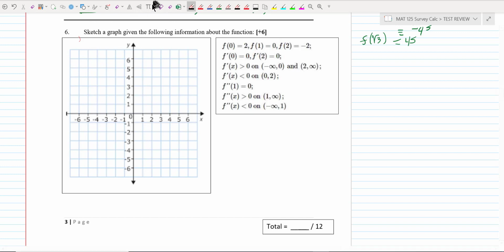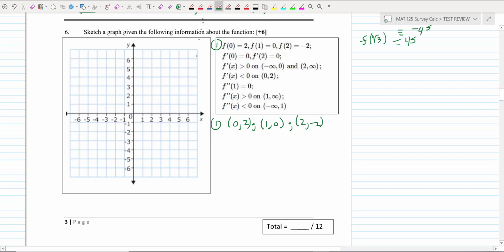Okay, the next thing that I'm going to look at is this problem 6. This is where you're given conditions and you're trying to make a possible graph. What I usually recommend you do on this is, let's just number these things and write down what they are. This first statement says f of 0 equals 2. That just means there's a point 0, 2 on the graph. F of 1 equals 0 means that if x is 1, y is 0, so that's a point on the graph. And if f of 2 is equal to negative 2, that means 2, negative 2 is on the graph.